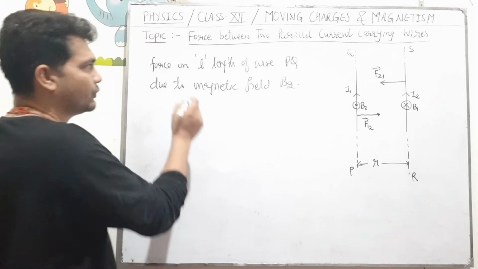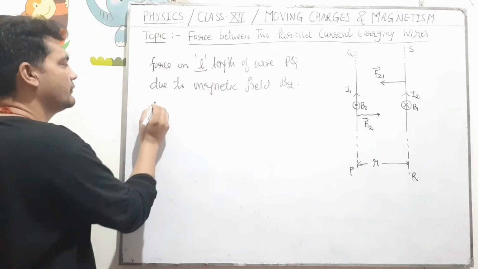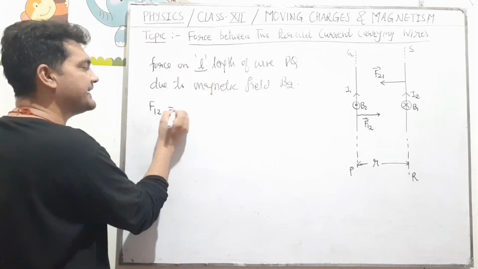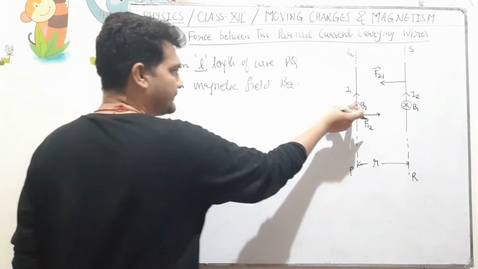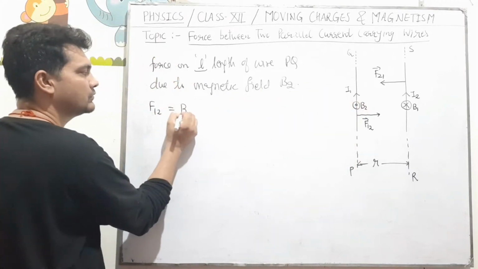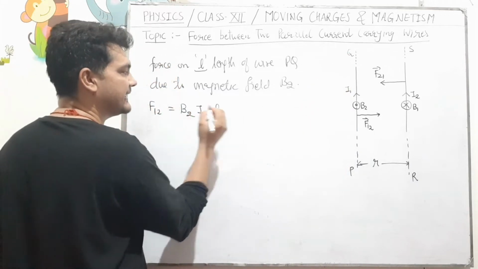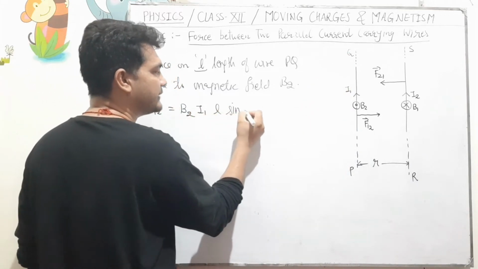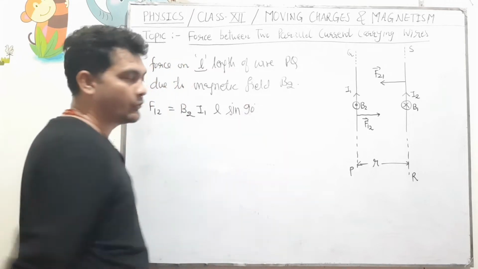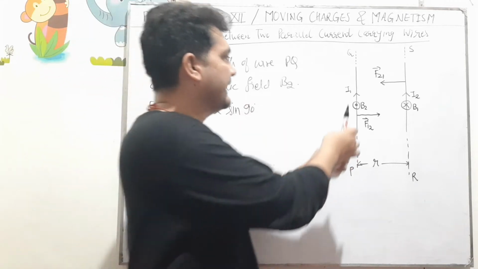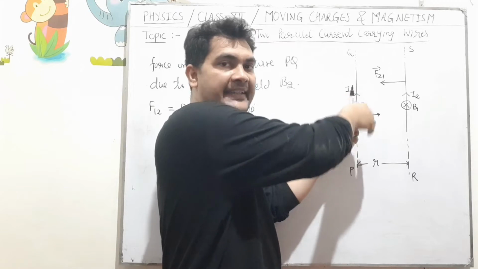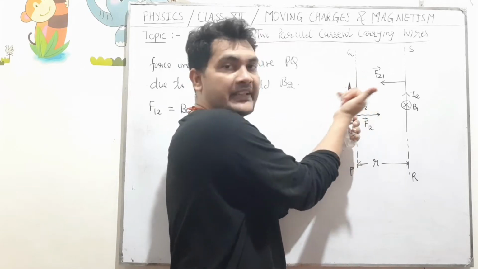So what is the force on L length of this wire PQ? We know that force is given by BIL sin theta. The magnetic field that causes the force is B2, I is the current in the wire, it is I1, L is the length, and sin theta. Theta is 90 degrees. Why is it 90 degrees? Because IL is in the upward direction and the magnetic field is in the outward direction.